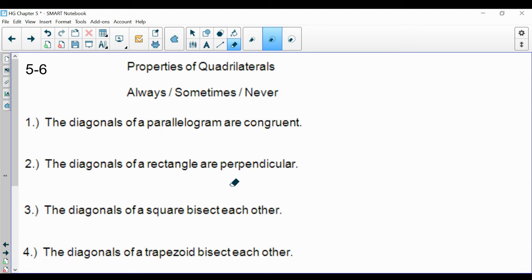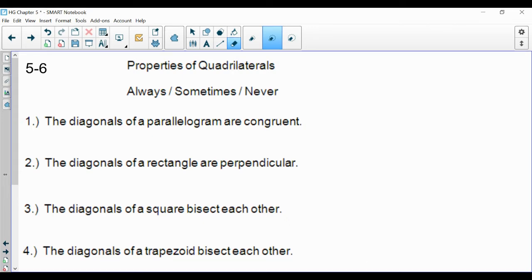Today we're going to continue with the properties of quadrilaterals. We're going to start with an always, sometimes, never. Today there's going to be a lot more of you practicing, and then come back to the video and we'll talk through each answer. We're going through the properties of the quadrilaterals, answering these always, sometimes, never. So go ahead, take a minute or two, answer these seven on page 5-6, and then come back to the video and we'll go through them.